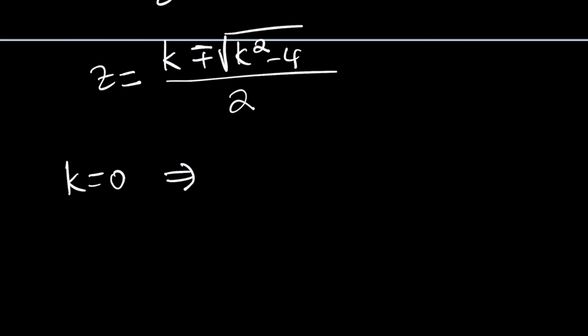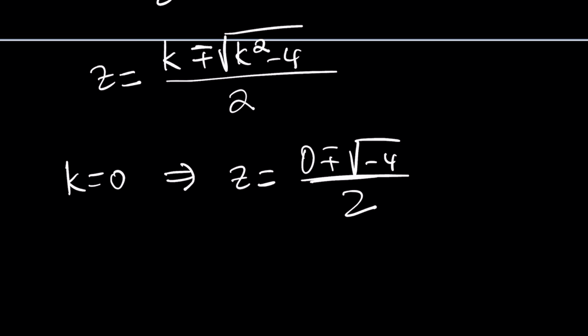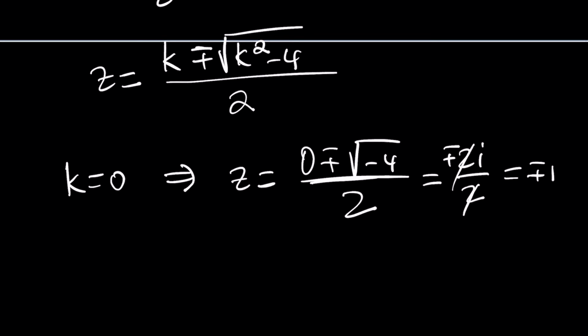If k is 0, then z is going to be 0 plus minus the square root of negative 4 divided by 2. The square root of negative 4 is 2i. There are two square roots, but the plus minus sign will take care of it. So we can write it as 2i divided by 2, and of course there's a plus minus. I forgot to write that. The answer is plus minus i. So z equals i is a solution. What does that mean? Well, if z plus 1 over z is equal to 0, that means i and negative i are solutions. Of course, there are two solutions, right?